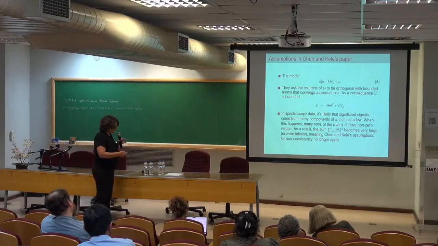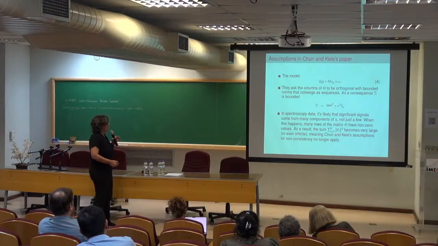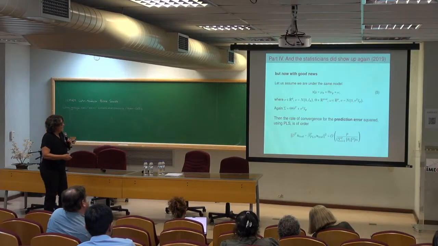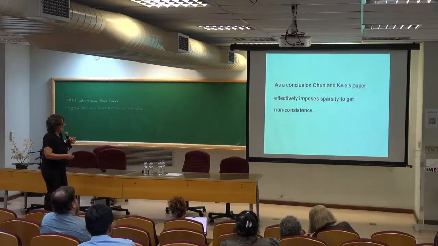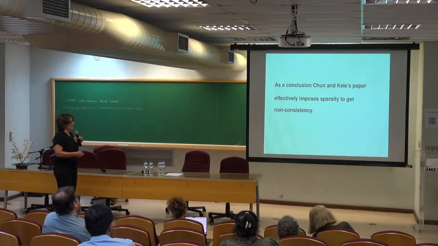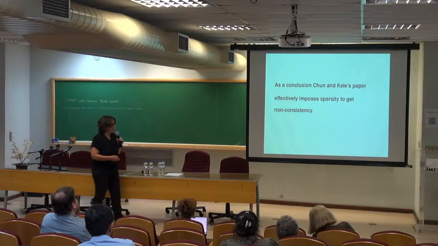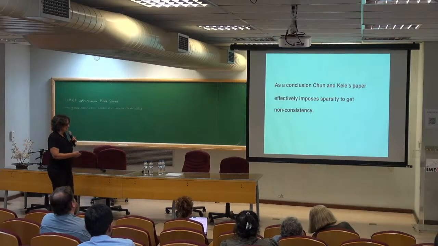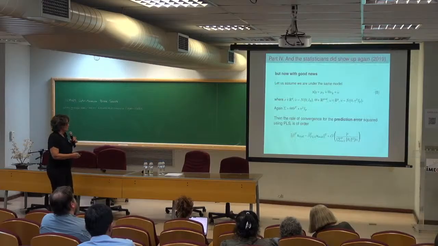Okay, in fact, when they were asking this to be bounded, they were asking that it is sparse, in the sense that I'm adding x that is noise and doesn't have information about y. This is a conclusion: the hypothesis that they were putting to have inconsistency effectively imposes sparsity to get the non-consistency.